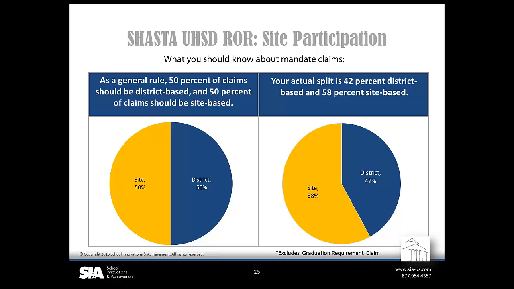This is another one of the reports that's provided by SI&A, comparing generally how much money a site earns versus the district office. And for the most part, you can see it's a 50-50 split. For our district, our actual split is 58-42. And again, I think a lot of that is just because our SI&A reps go out to our sites and work closely with our reporters at the site level to make sure they're doing everything they should be doing, filling out their paperwork, getting it in, and claiming the mandate.